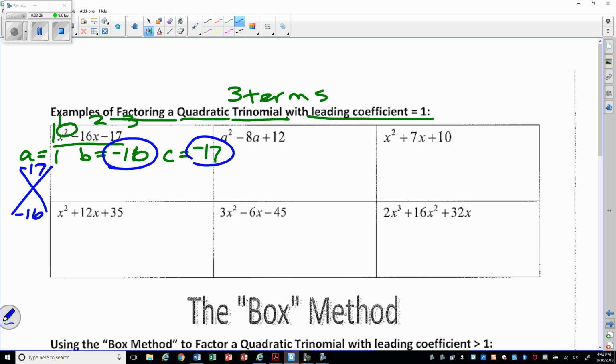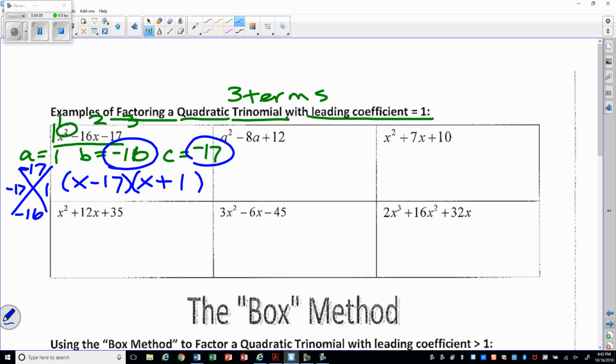Okay, I kind of have this X band to help me organize it. So let's see, what multiplies to be negative 17 and adds up to negative 16? Well, if I have negative 17 times positive 1, that equals negative 17. And if I add them together, that gives me negative 16. So I would have 2 factors here, and it would be x minus 17 and x plus 1.